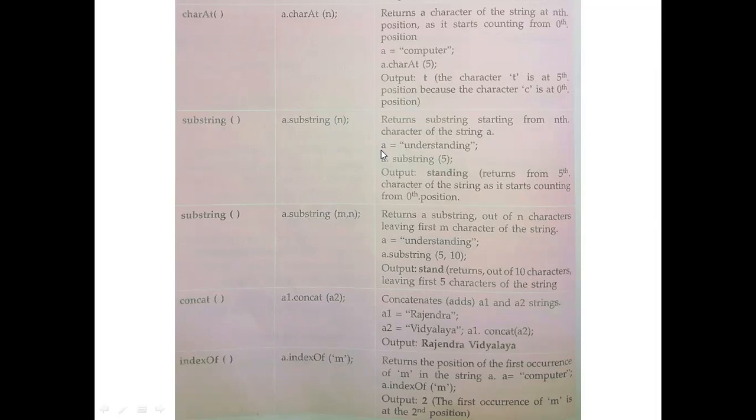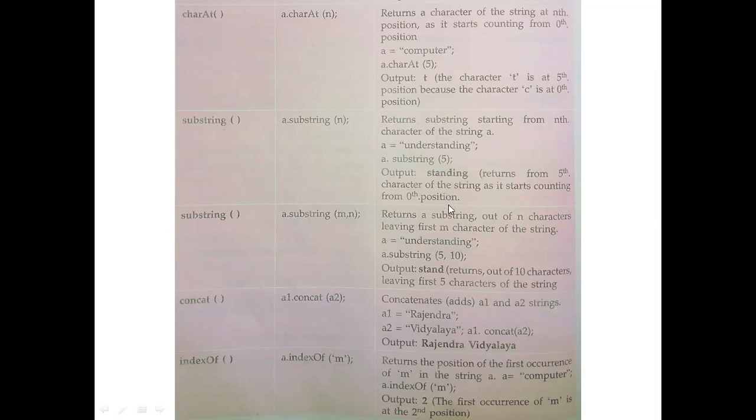So that is one way of using substring. If you give only one number, only one argument, it gives the string from that position till the end. Only one character means you can go with charAt. If you want to extract a substring, a part of the string, then you can use the substring function.